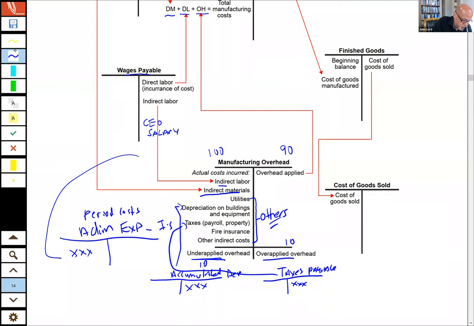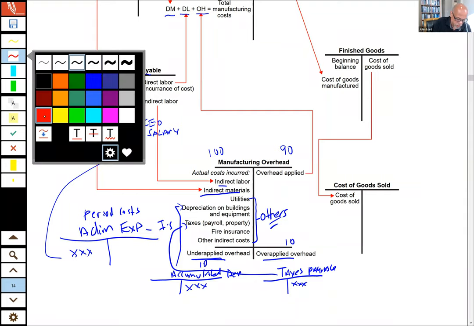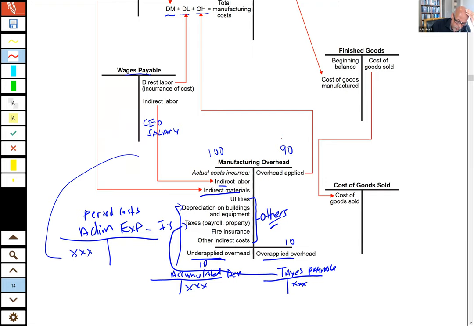Now, if it's the other way, okay? Now let's say that we've over-applied. Over-applied means we applied more than the actual, okay? So now what? Well, now we debit the what?